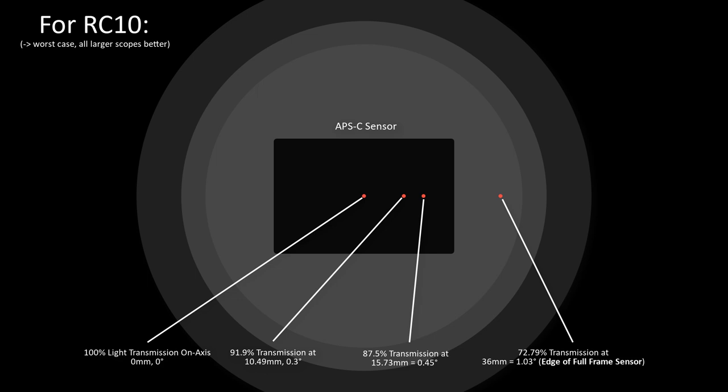The transmission at the edge of a full-frame sensor is considerably worse at only 72.8%, but still usable, though perhaps not for precise measurements. Of course, all larger Ritchey-Chretiens than the 10-inch will have a larger corrected and illuminated image circle, so treat this example here as the very worst case.